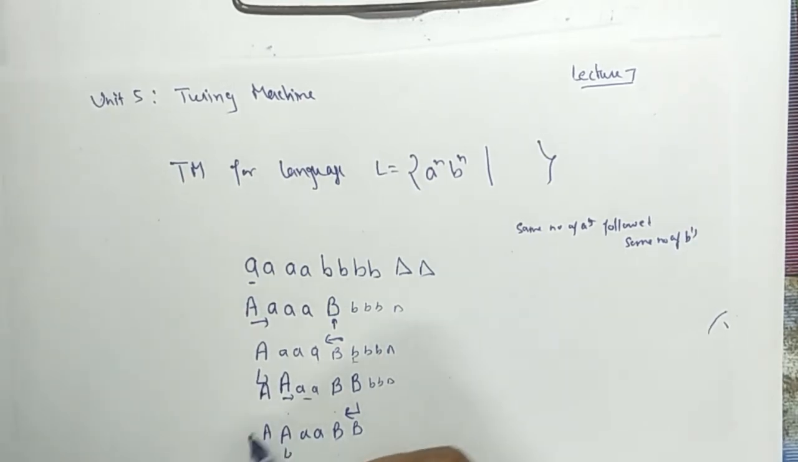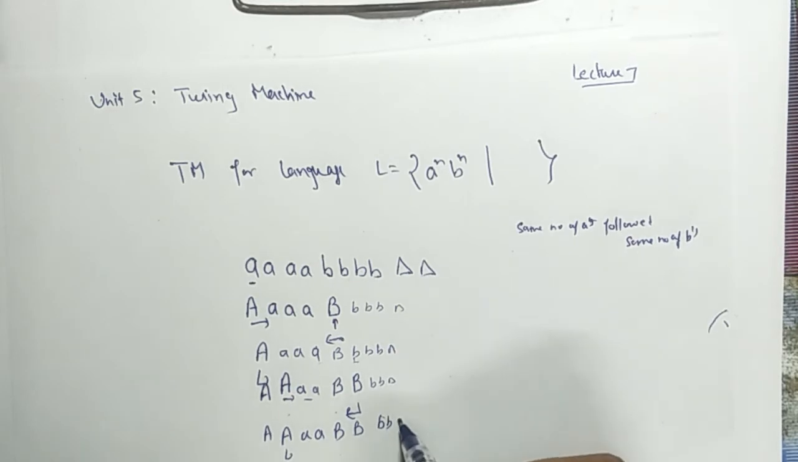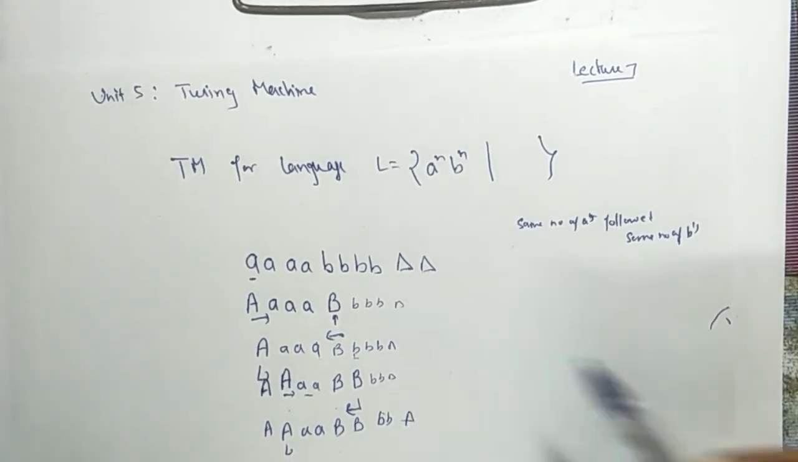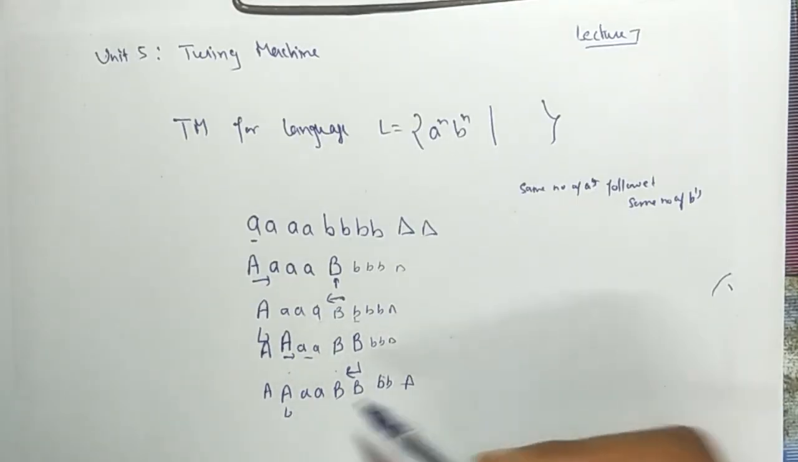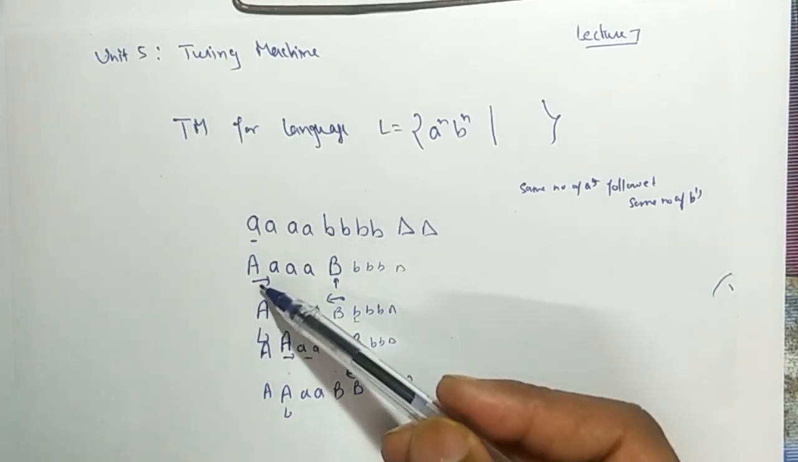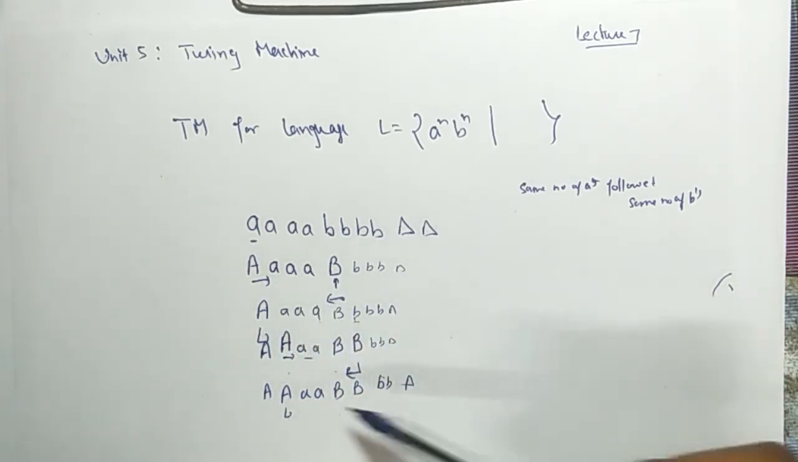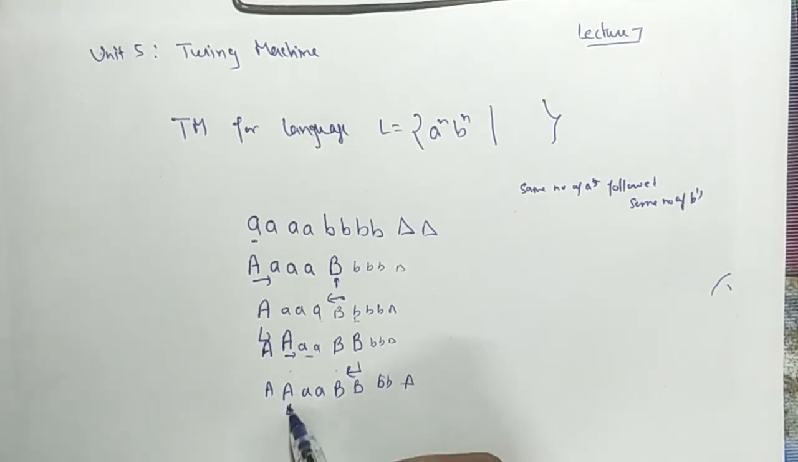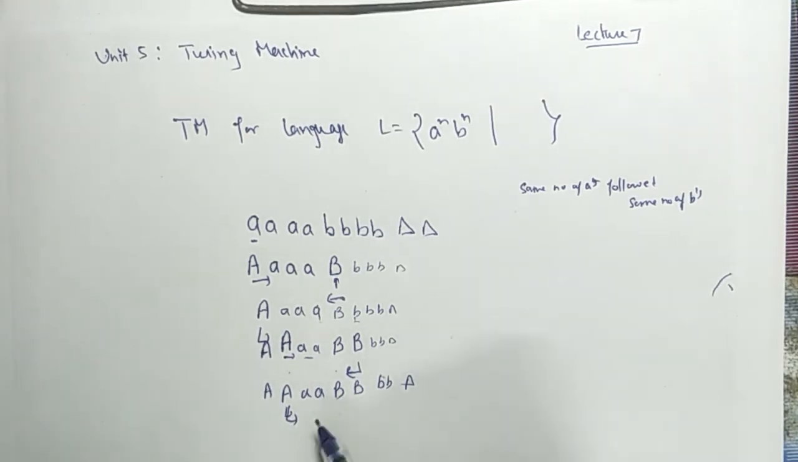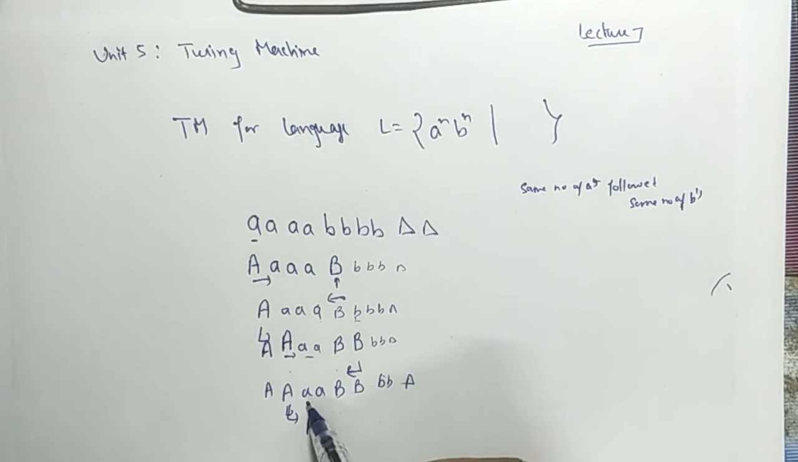We have capital A here and we have small b here. So in this way we marked 2 A's and 2 B's. Here we marked 1 A and 1 B, and here 2 A's and 2 B's. Now, to the right of this capital A you may get more small a's. Now you can change one small a to capital A, and now you have to find one small b.